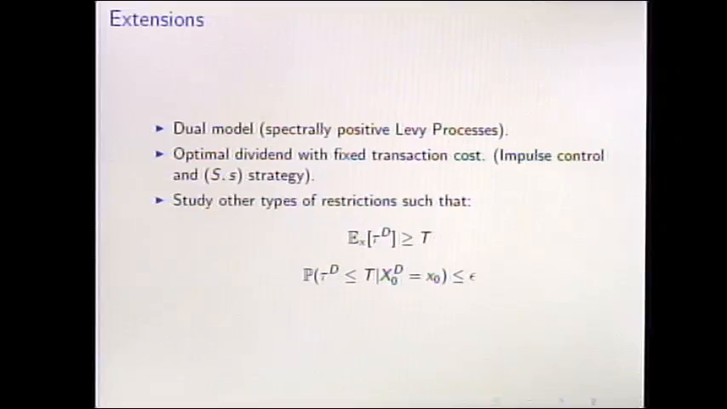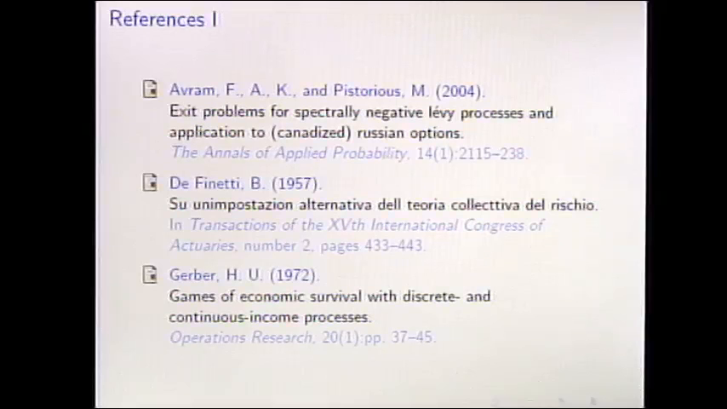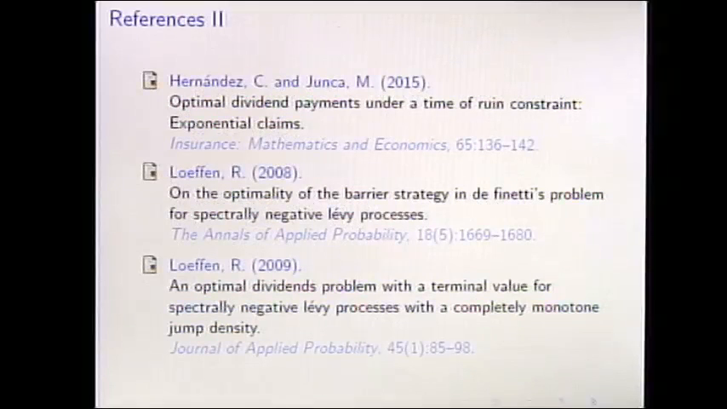So then we have to do some work to prove a similar theorem, and also try to extend to maybe more realistic constraints like this. This would be a constraint more natural than what we imposed, but it seems harder to deal with. So these are some references. This is where you can find many of the identities for the spectral, the scale functions. And this is the paper where we published the results for the exponential claims.